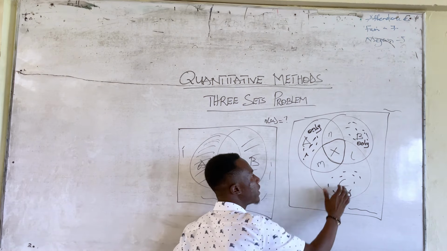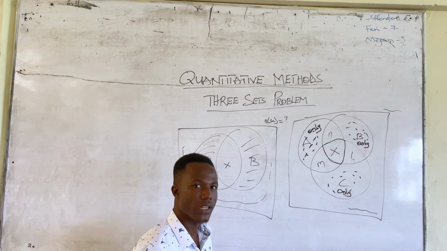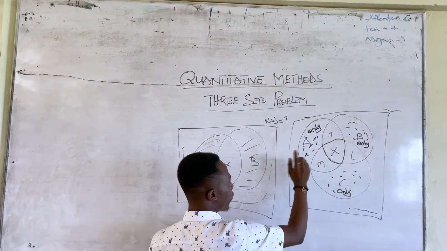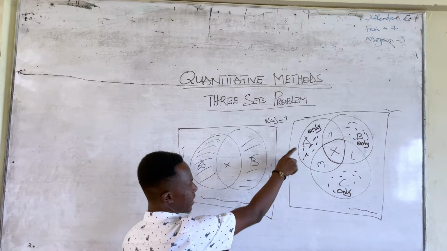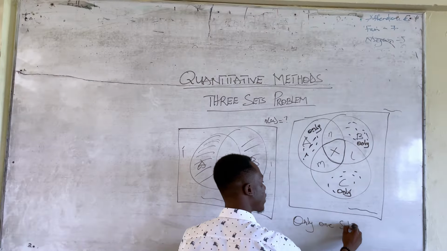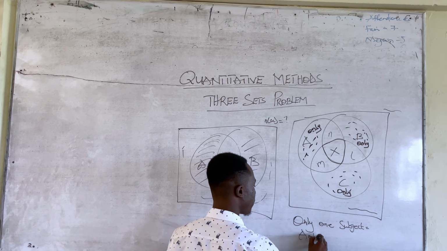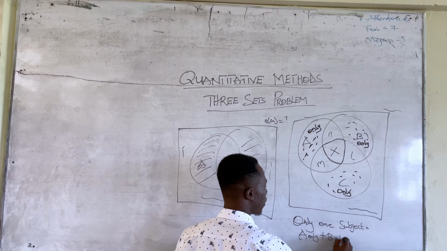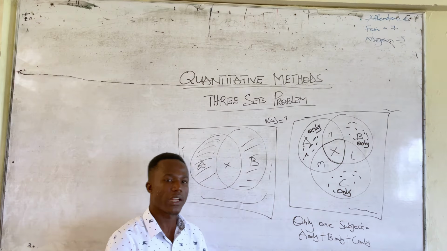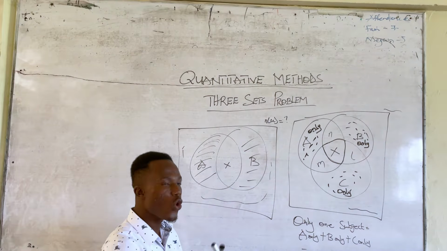So it means the people here studied only one course. Do you get it? And so if they studied only one course and now they are asking us to calculate the number of students who studied only one subject, the only one subject refers to A, B, C. So we are going to add them. So only one subject is equal to A only plus B only plus C only. Okay, and that refers to the number of students. The answer that you are going to get refers to the number of students who studied only one subject.